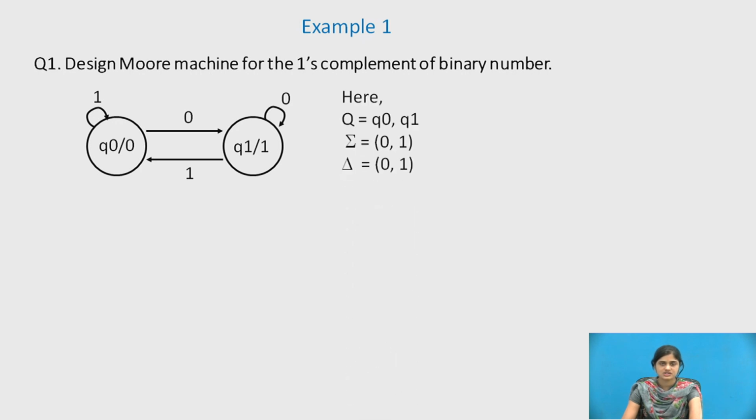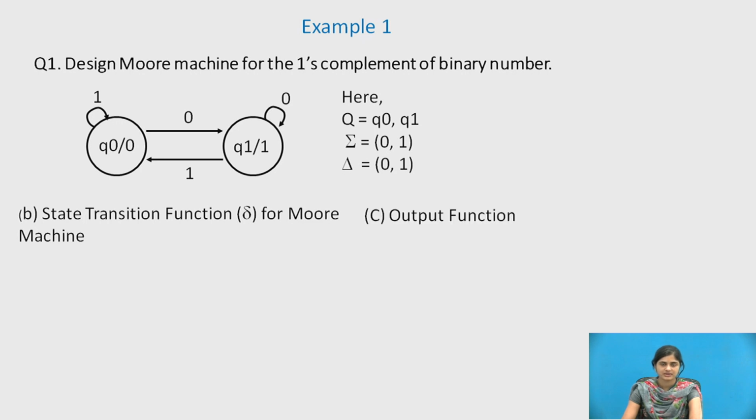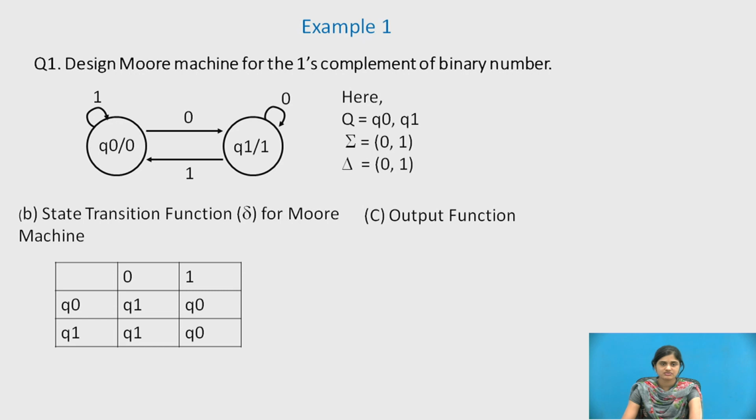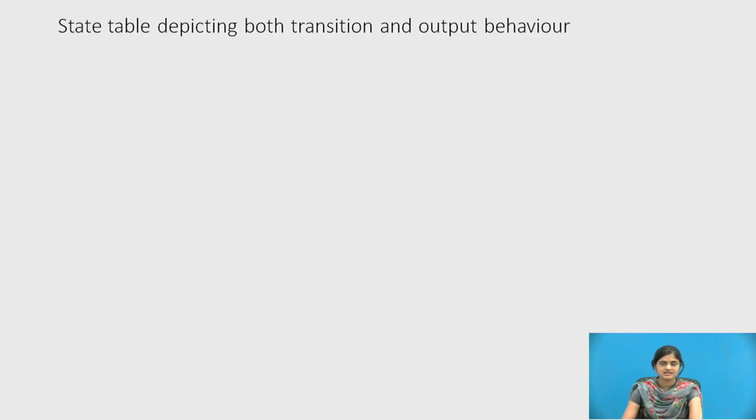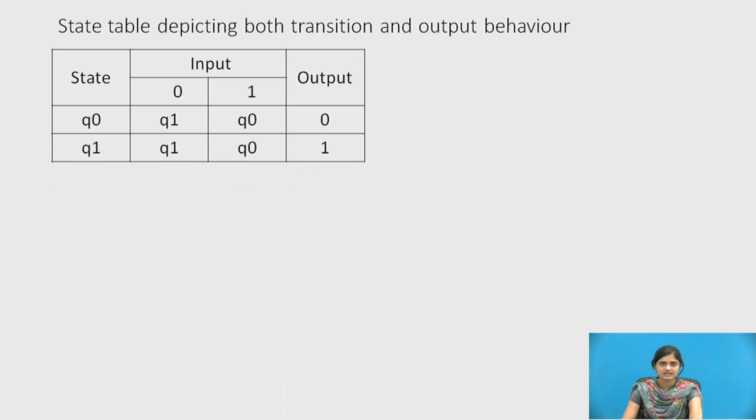Here our states, that is Q, are Q0 and Q1. The alphabet is having symbol 0 and 1, and the output is also having symbol 0 and 1. Now state transition function for the Moore machine and the output function. So state transition function, again we are having two input symbols 0 and 1 with the states Q0 and Q1, and we are mapping them according to the transitions. In the output function, we are depicting for which state which output is there, and the output is written inside the state.